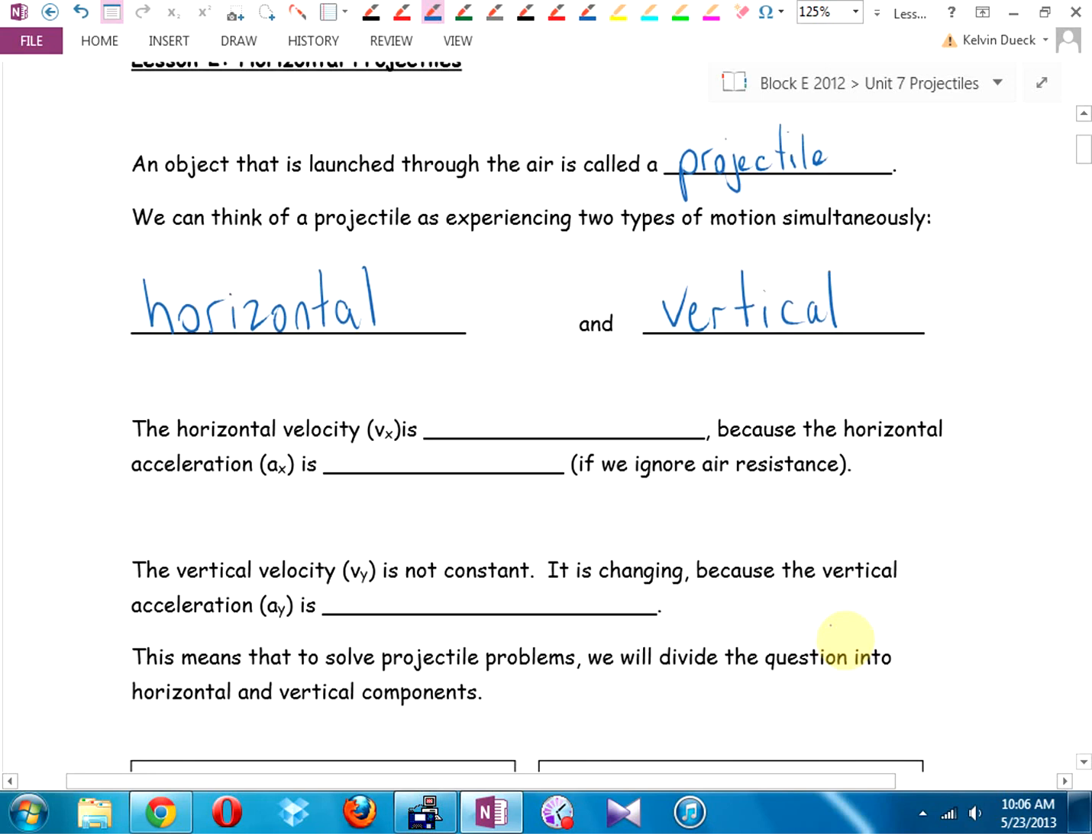When you launch something horizontally as a projectile, the horizontal velocity, which I'll call Vx, x for horizontal, V for velocity, is constant. Because if I ignore air resistance, horizontally, my horizontal acceleration, which I'll call AX, is 0. Now, let me convince you of that.